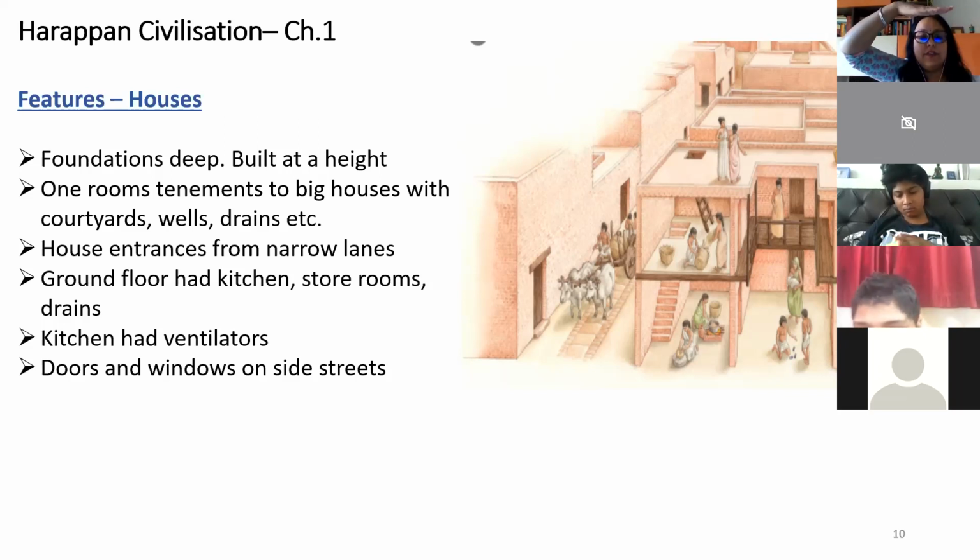Now let's see, this is the roof. Now this is the wall. Okay, like this. Suppose this is the wall and this is the roof.